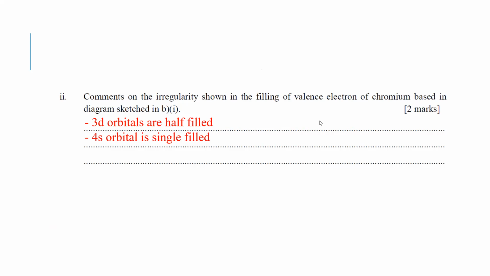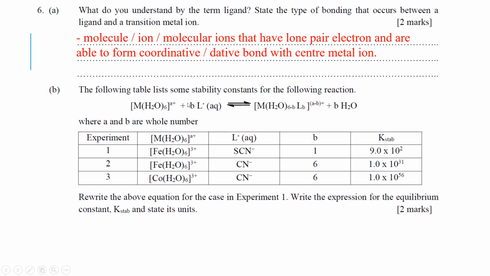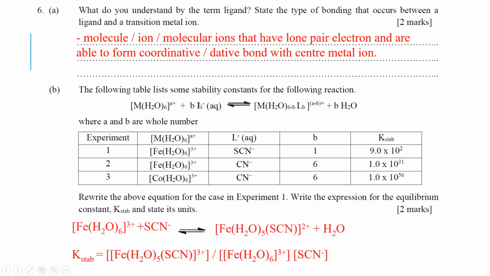Immediately we move to question number 6. What do you understand by the term ligand? State the type of bonding that occurs between a ligand and the transition element. So a ligand is defined as a molecule or ion that has a lone pair of electrons and is able to form a coordinate or dative bond to the central metal ion. So you use a dative bond there. The keywords here are have a lone pair of electrons and can donate the lone pair to form coordinate bonds.